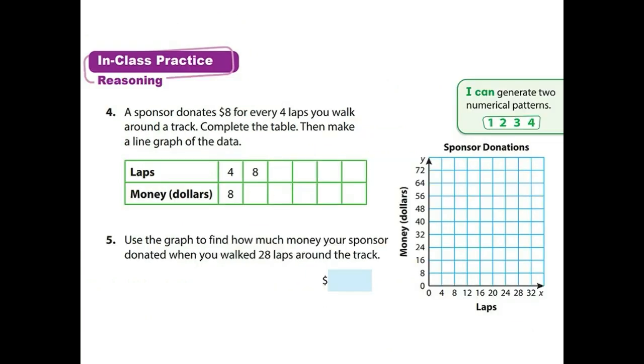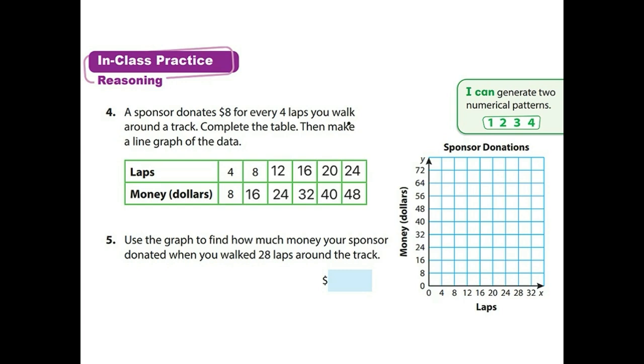Let's go on to number 4, and you can do this on your own, and we can go over it. I want you to read number 4, complete that table, and then make a line graph of the data. Pay attention to what it's telling you, and you'll be able to do that. Go ahead and do that just on number 4, and then we'll go over it. All right, so here's what those should look like.